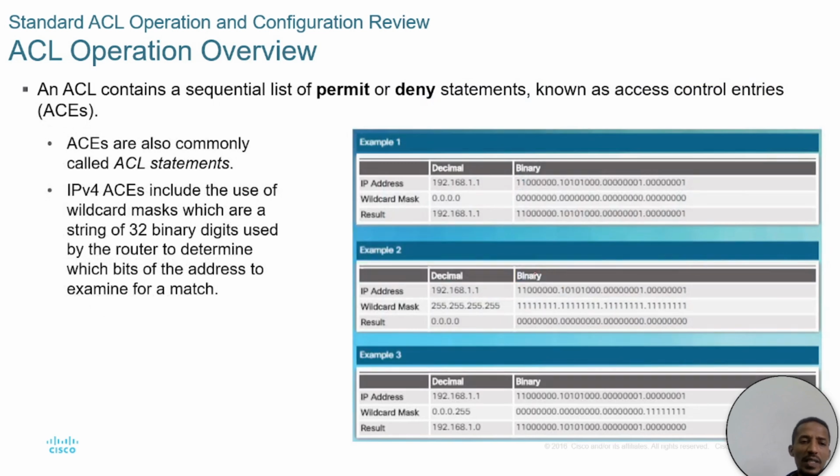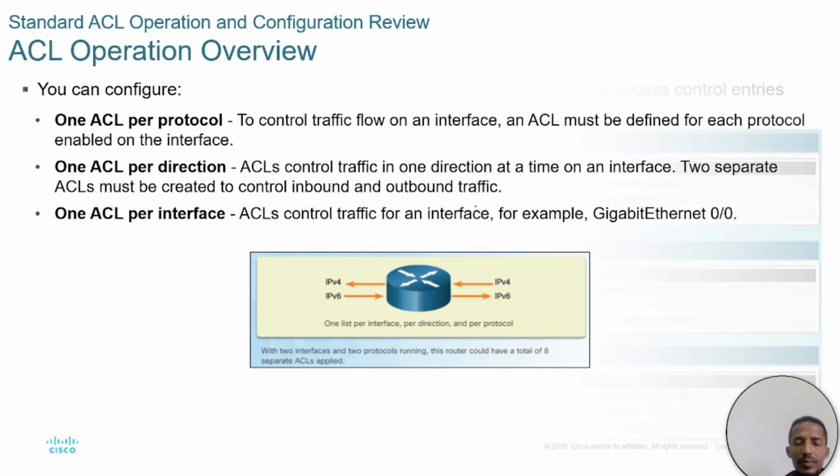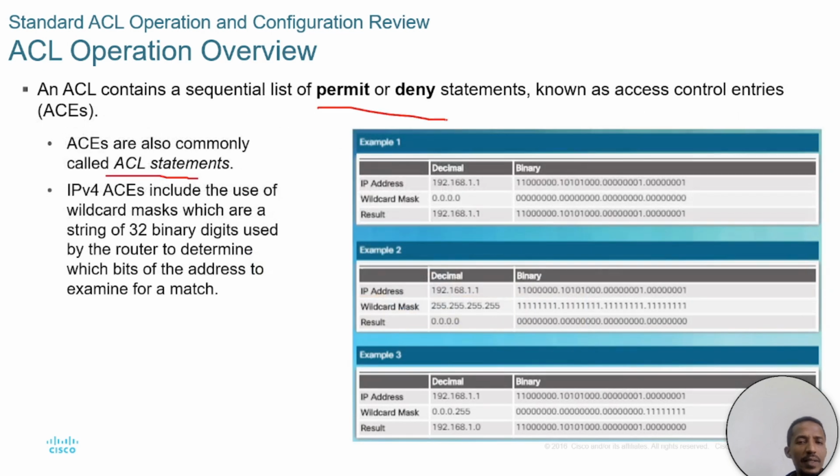So we said previously that an access control list has what? Entries. What are these entries? They are statements, access control list statements. And what did they have? Always the permit and deny.